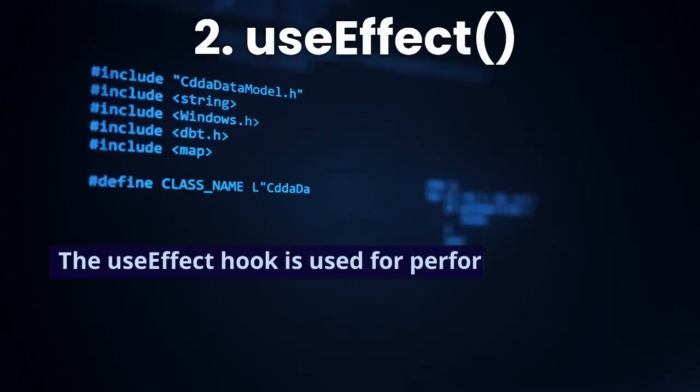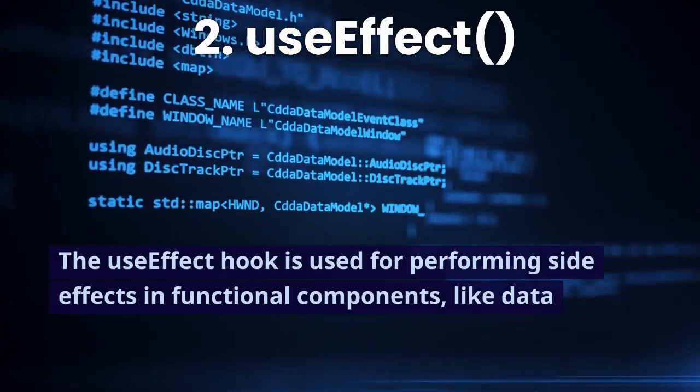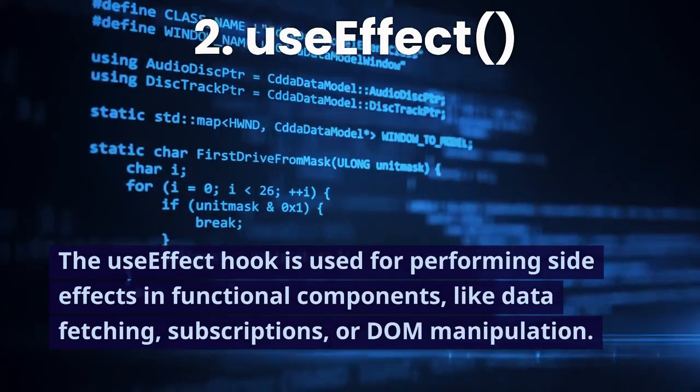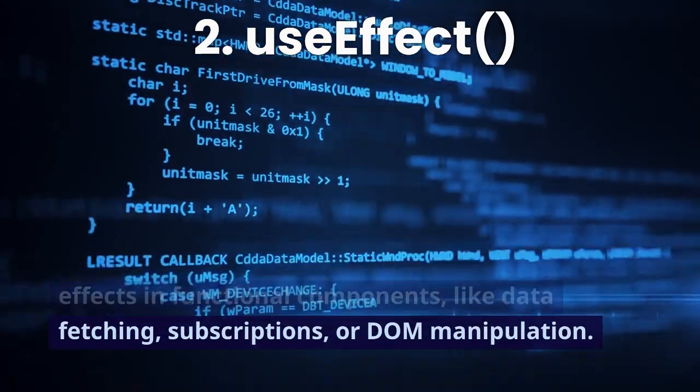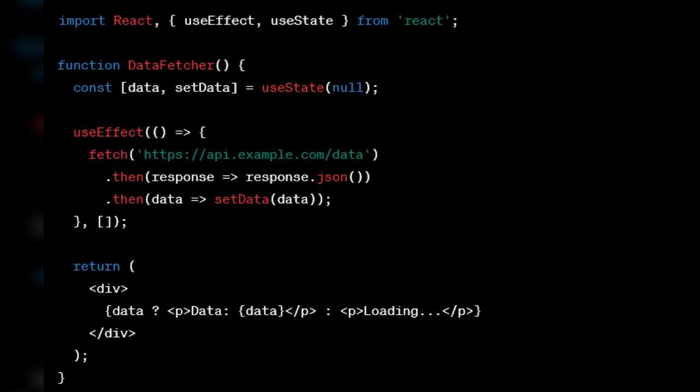The useEffect hook is used for performing side effects in functional components, like data fetching, subscriptions, or DOM manipulation. Here, useEffect is used to fetch data when the component mounts, with an empty dependency array. The fetched data updates the data state variable, and the component renders accordingly.